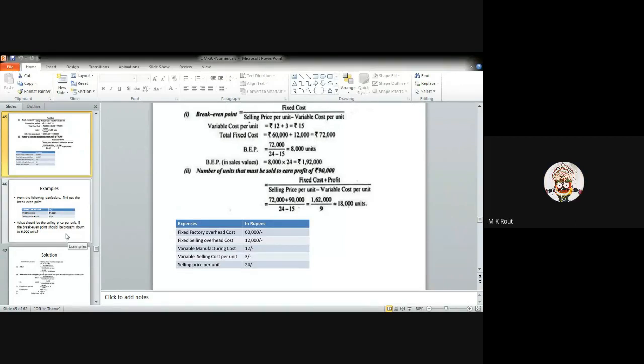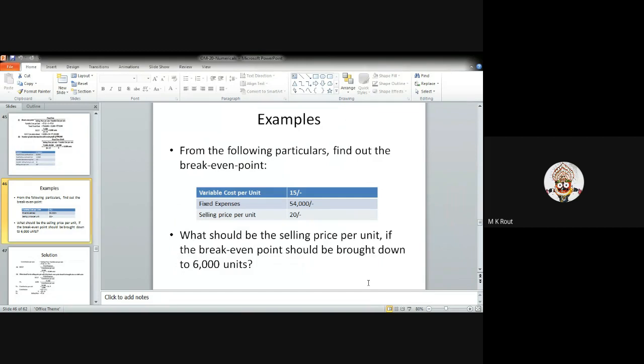Just note down example number 3. From the following particulars, find out the break-even point. The variable cost per unit is given 15 rupees. The fixed expenses is given 54,000 rupees, and selling price per unit is given 20. So here you have to calculate what should be the selling price per unit if the break-even point should be brought down to 6,000 units. Try to solve this one.